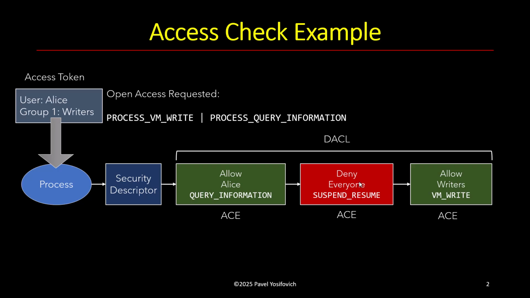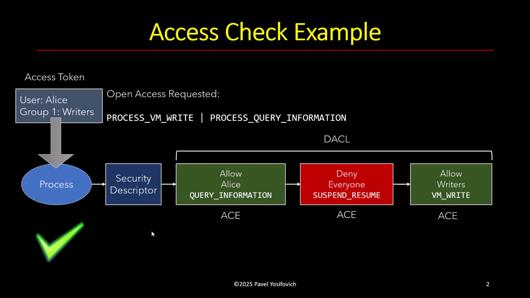The second ACE here says that everyone is denied performing process suspend resume. However, in this case, the caller is not asking for process suspend resume, so it doesn't mean anything. So again, we move to the next ACE. And this ACE says that the writers group are allowed to get a process VM write access mask. And since Alice is part of the writers group, this means that Alice is allowed to get process VM write. And since this completes the entire access mask the caller wanted, we get the final result as access allowed. So a proper handle will be returned to the caller with these particular two access mask bits.